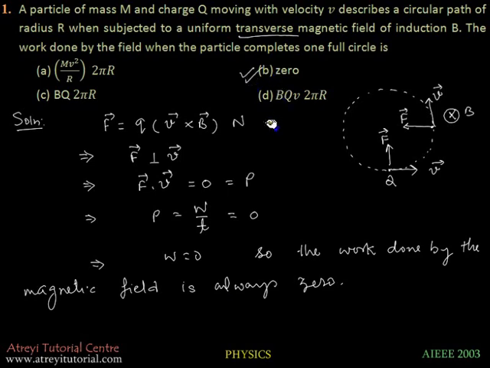This is true for any centripetal force. Any centripetal force, whether it is tension in the string in horizontal circular motion, the work done by the tension on the particle will be 0, because that is also always perpendicular to the velocity vector. Okay, let's do the next question.